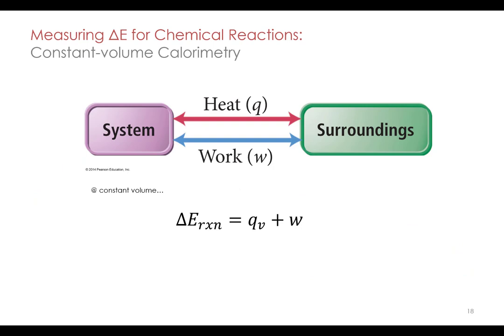It turns out a lot of times we don't want to do that. That's a lot of work, doing two things at once, measuring temperature and measuring volume. Most of the time we can do experiments where we isolate or figure out delta E based on just one of the variables. One of the ways we can do that is calorimetry at constant volume.